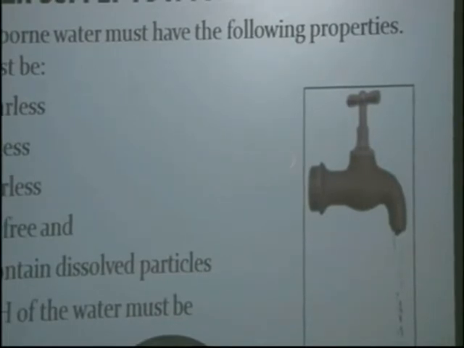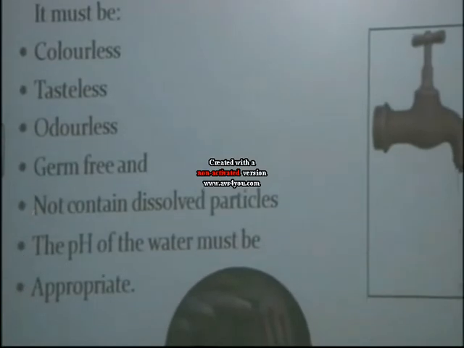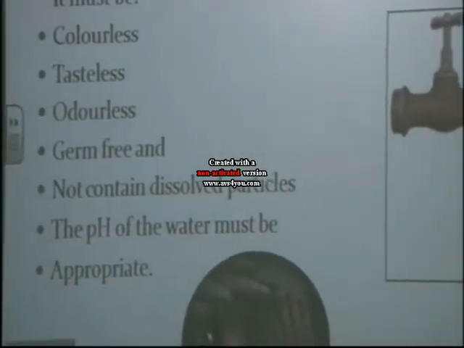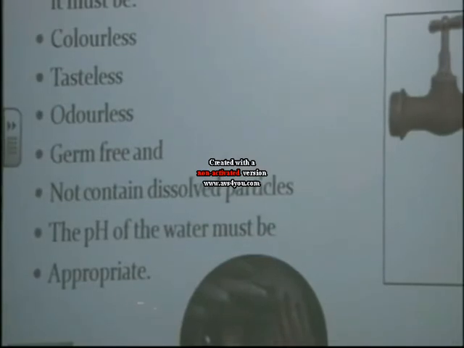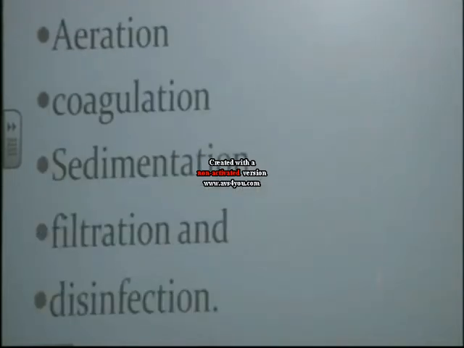Then the water must be odorless. If you are about to drink water and it's smelling like rotten egg, will you drink it? Definitely not. It must also be tasteless, that is, have an insipid taste. It must be germ-free. Although you cannot see this one with your eyes, you can see it with a microscope. If you have germs there, it can cause diseases. Water must not contain dissolved particles. And the pH of the water must be appropriate. If the pH of the water is too high, you have stomach disorder. If the pH is too low, you have stomach disorder. Normally, the pH of water must range between 7 and 8.2 before it can be safe for drinking.